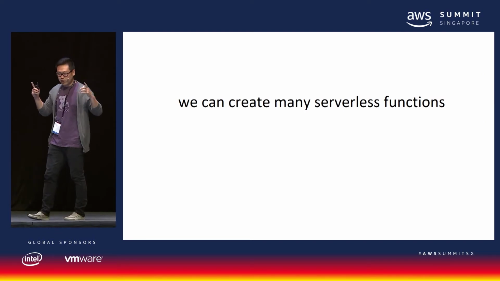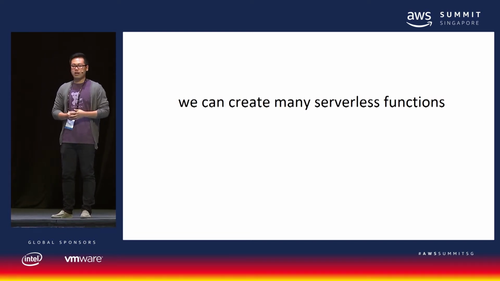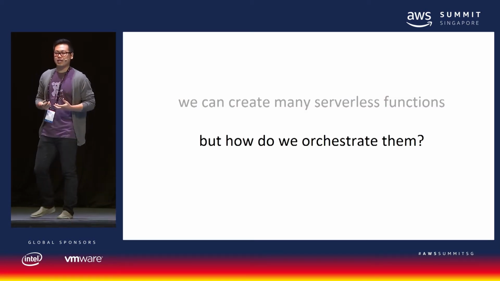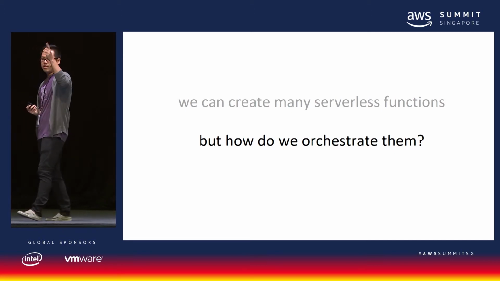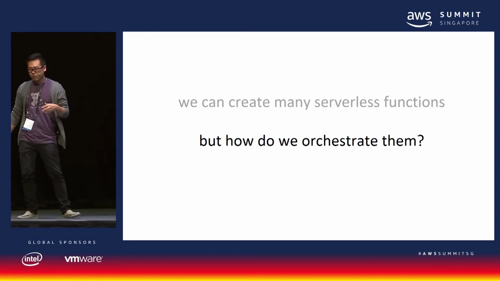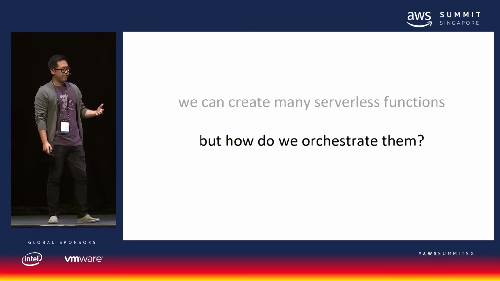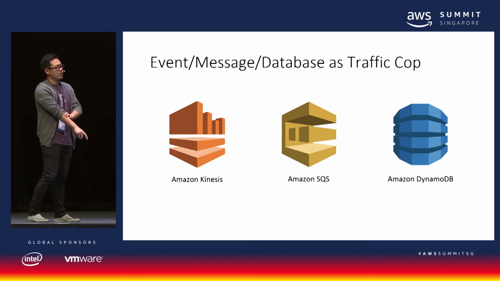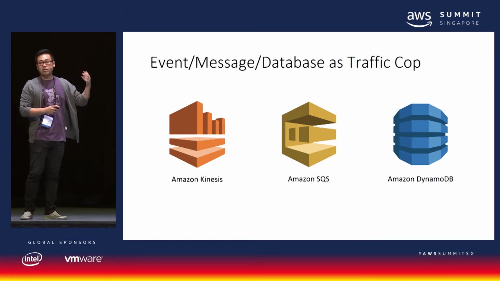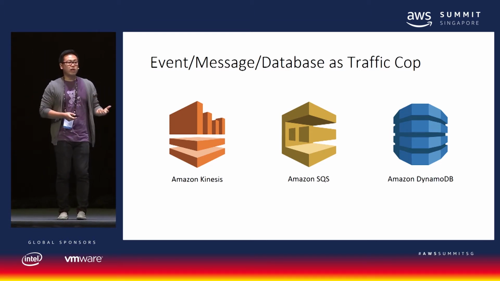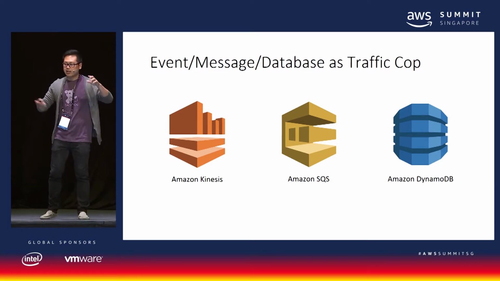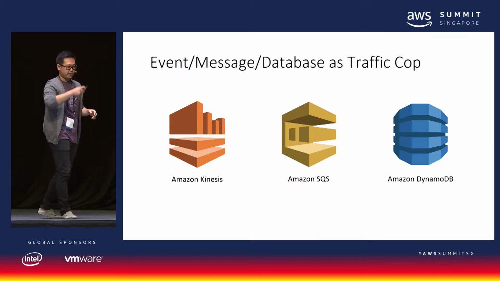OK, great. So we can create tons of serverless functions, right? Thousands of serverless functions. Great. OK. What's the issue? How do we organize them? How do we say, OK, Lambda 1, do this, and then go to Lambda 2? And then after Lambda 2 runs, take that output and go to Lambda 3. Well, before step functions, we had plenty of things that acted as traffic cops. You could use an event stream, so Kinesis. You could use a messaging queue, so SQS. You could even use a database, DynamoDB. And what I mean by traffic cop is just something that says, hey, Lambda, I've got some work for you. Here you go, and hands it off.